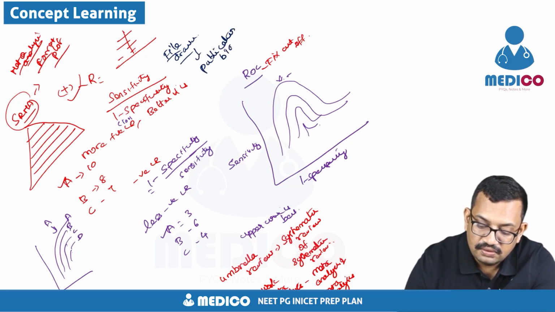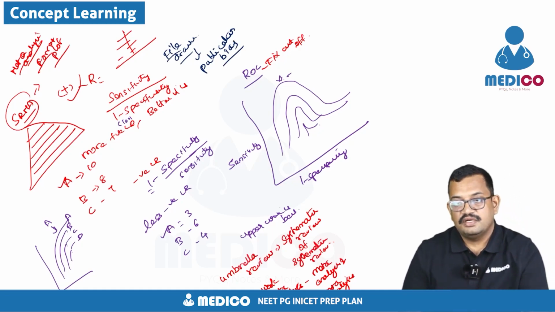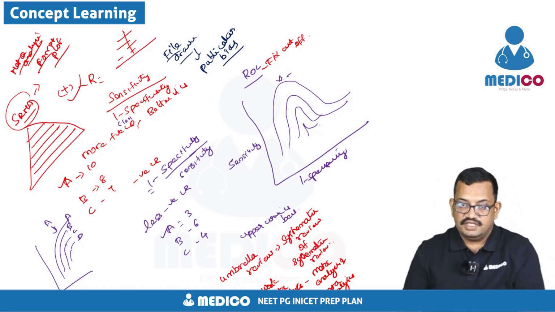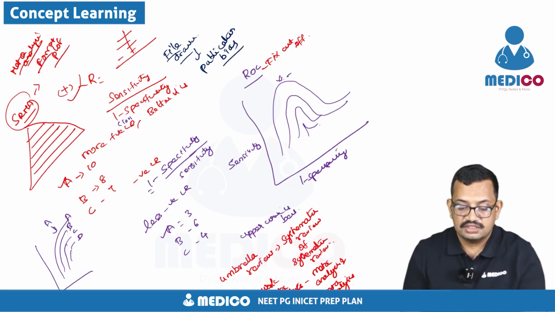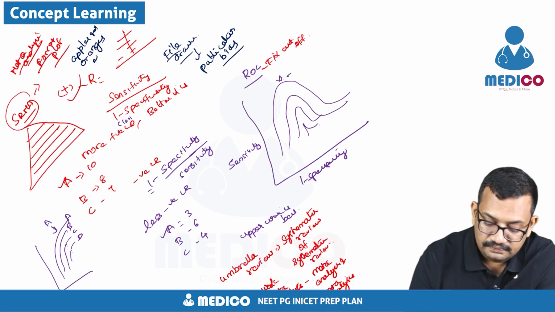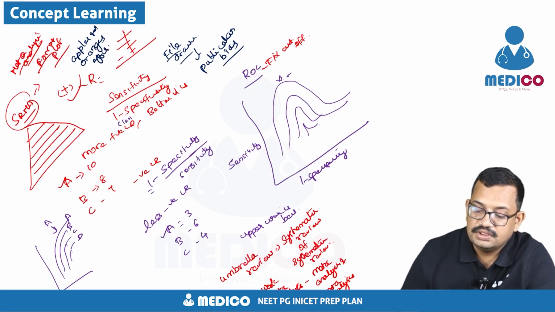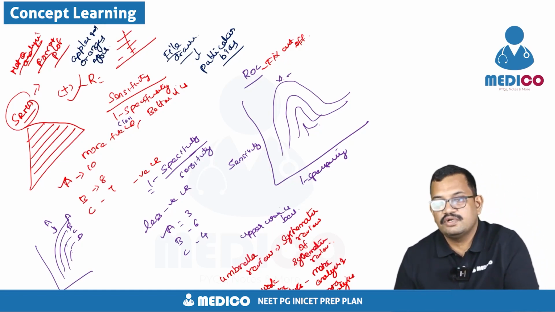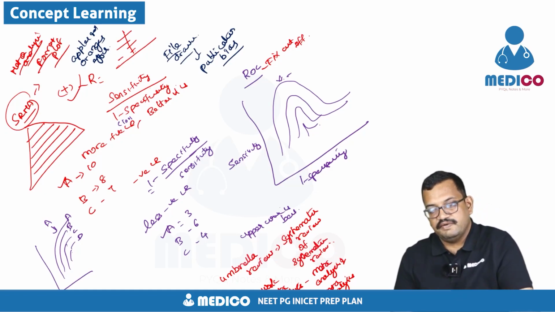That is called file drawer effect, because of a lot of errors. There is another effect called apples and oranges effect. That is also seen in meta-analysis. So these are the various points which I want to mention. I want to mention about the level of evidence pyramid.